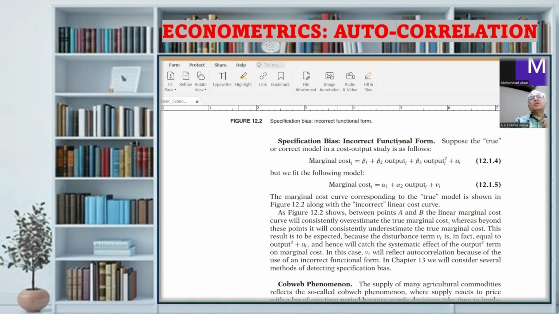So specification bias is the other one they're talking about. It can be described as an incorrect functional form, as I said, omitting x square. So I am using both of them. I give you the idea that y equals alpha plus beta x plus gamma x square plus epsilon. And this is exactly what it is.